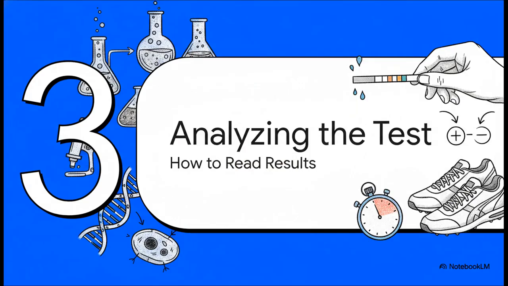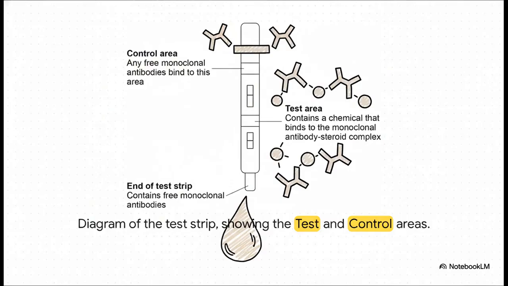Okay, theory time is over. Now we get to put all that knowledge into practice. We're going to look at the actual test strip they used to screen athletes and figure out how to read the results. All right, let's get a good look at this test strip from the exam paper. You can see it has a few different zones. There's the bit where the sample goes, then you have the test area, and right at the top, the control area. Understanding what each of these does is the key to the next few marks.